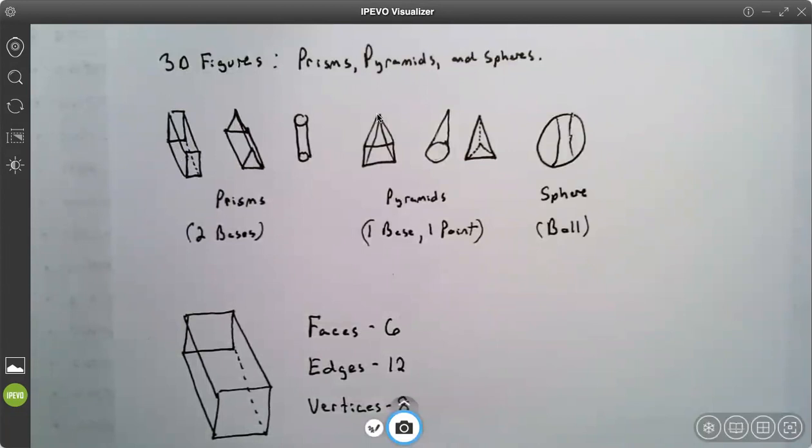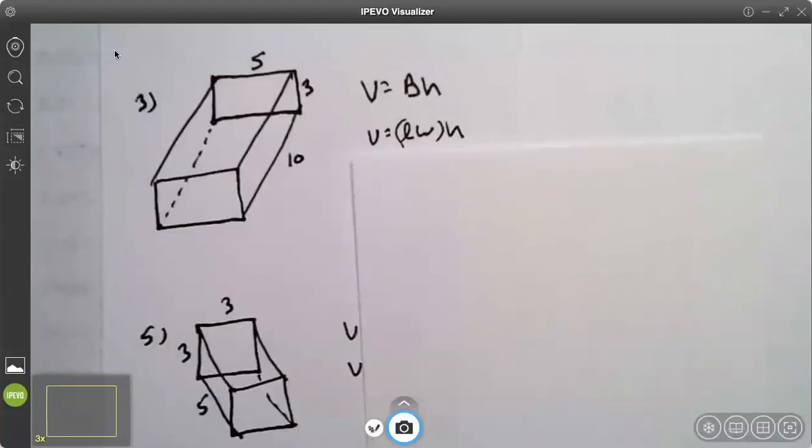Pyramids have one base and a point, and a sphere is shaped like a ball or a globe. On prisms and pyramids, we can count the amount of faces, edges, and vertices. The formula for finding the volume of any prism is big B times H. Big B stands for the area of the base.